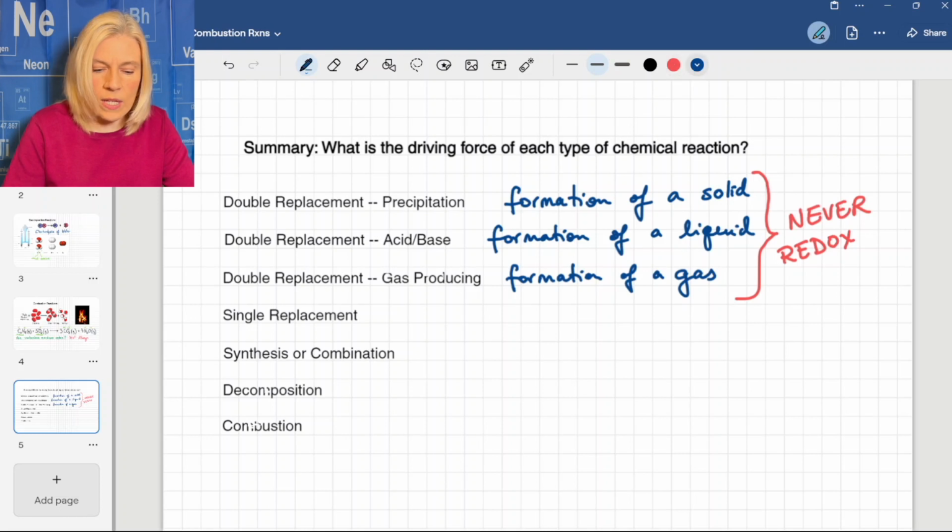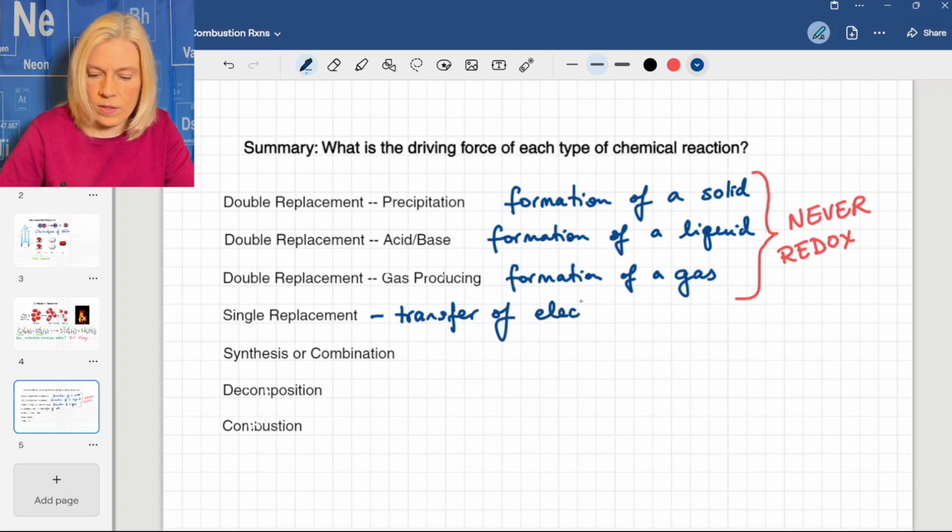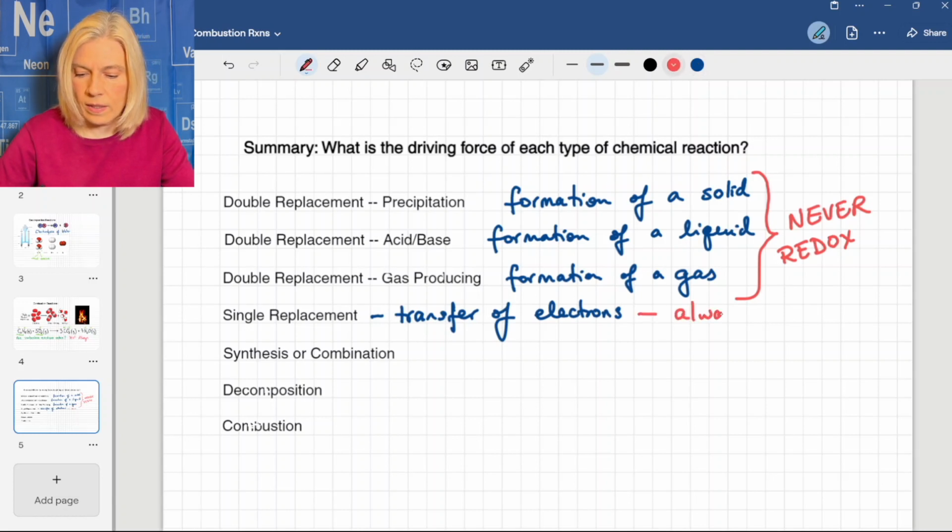Okay, let's keep going. Single replacement reaction. Do you remember? That was transfer of electrons, yes? Transfer of electrons. And single replacement reactions are always redox. That's the driving force.